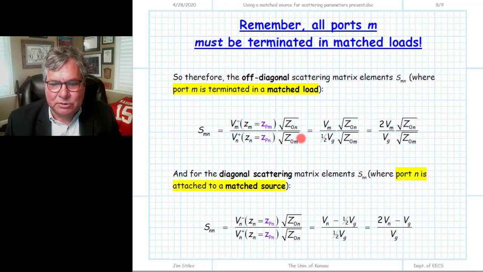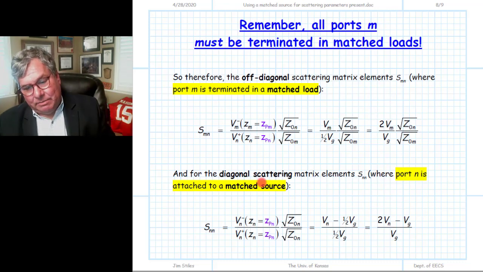Sometimes students will get these inverted. They'll put, if there's an m here, there should be an m here. Well, no, that's an n. If there's n here, there should be an n here. Well, no, that's an m. So be careful there. All right, what about the diagonal elements?